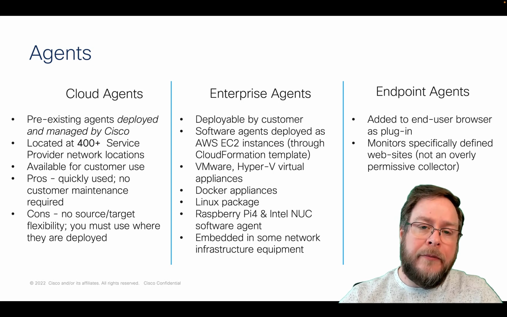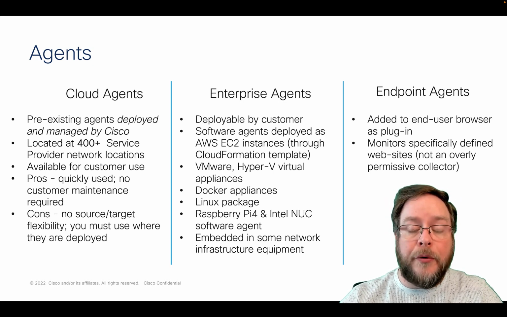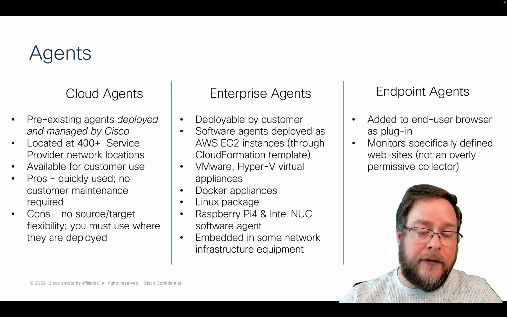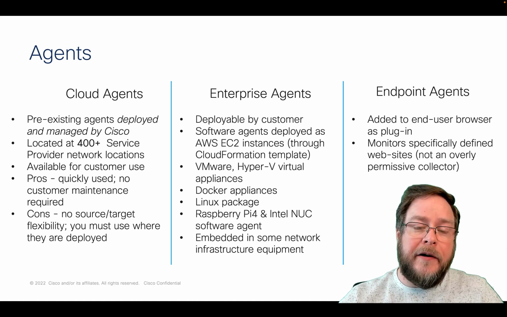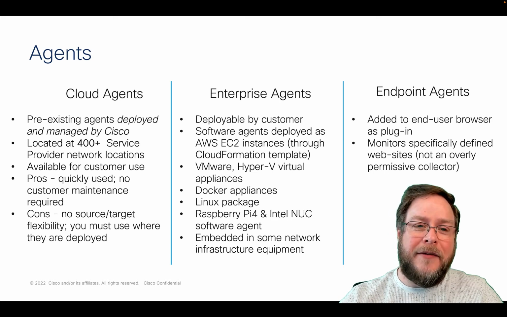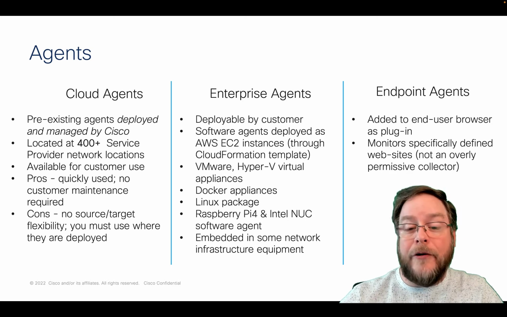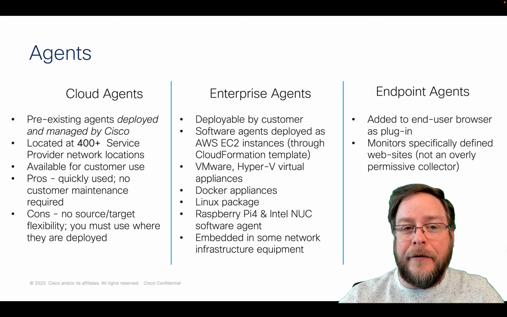So then you might supplement your testing with enterprise agents, and these are ones that you deploy yourself. And these can be little virtual machines, Linux virtual machines. They can be AWS EC2 instances like we deployed in part 1. You can even put them on a Raspberry Pi or an Intel NUC and run them as an embedded software agent on those single board computers, and then place them wherever you want, closer to your workloads, important VIP users, etc.